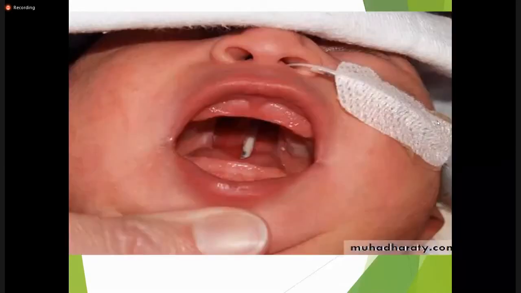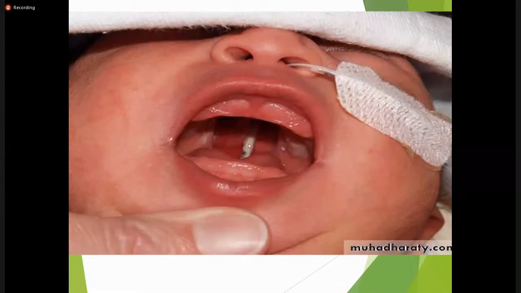You can see this is a nasogastric tube which is being passed from the nose, and you can see here through the mouth that there is a defect within the hard palate. So this is the large cleft within the palate, which is termed the cleft palate.